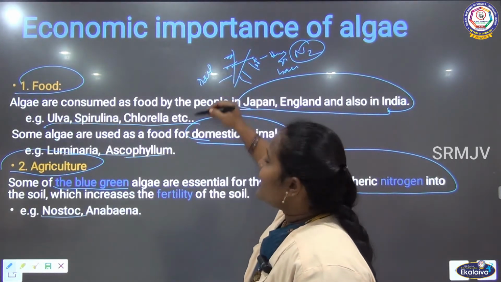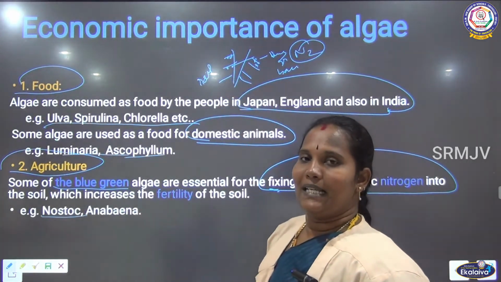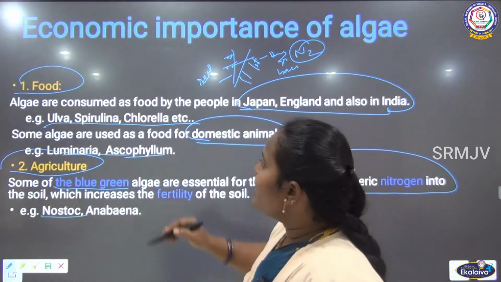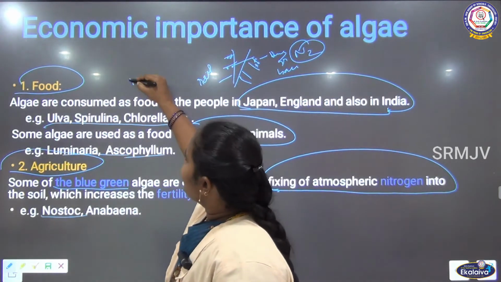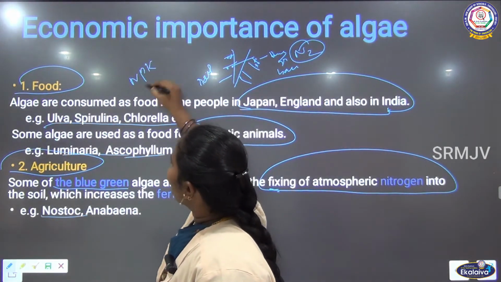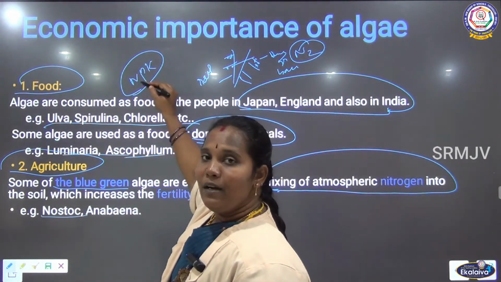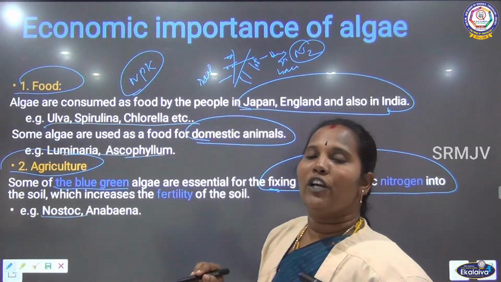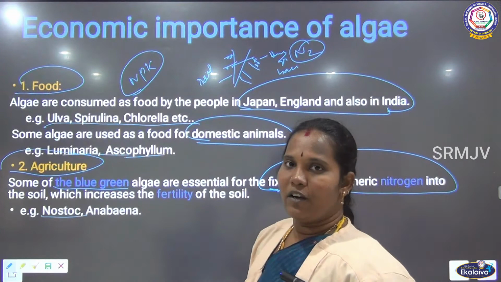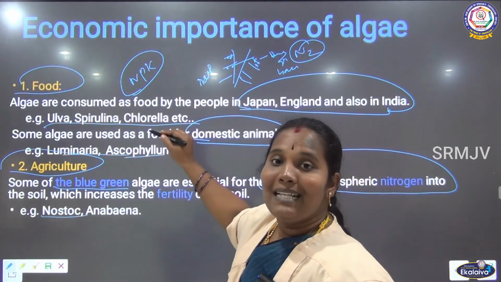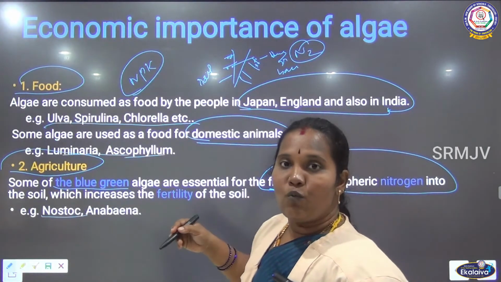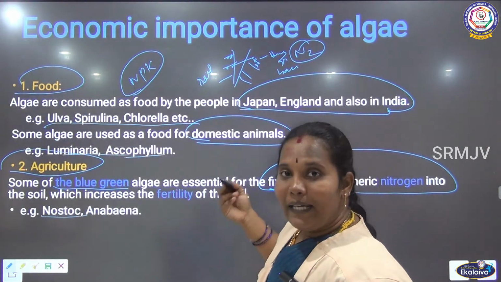So it is called the nitrogen fixation process, isn't it? Why is nitrogen important? We know very well plants need NPK. What is NPK? Nitrogen, potash, phosphorus. These three minerals are very important for growing plants. Is it or not? Some plants cannot get the nitrogen from the atmosphere. That's why they are getting like this.